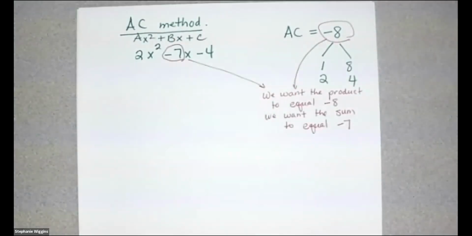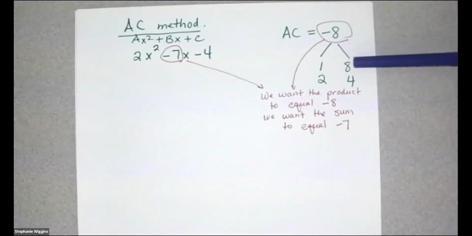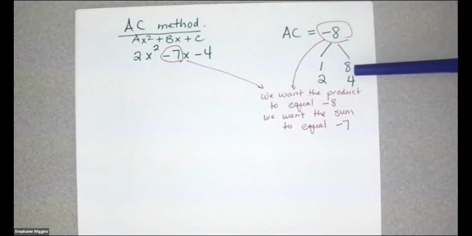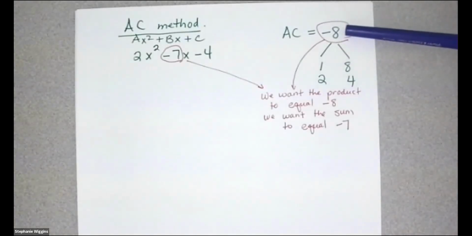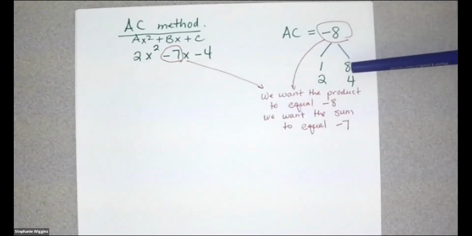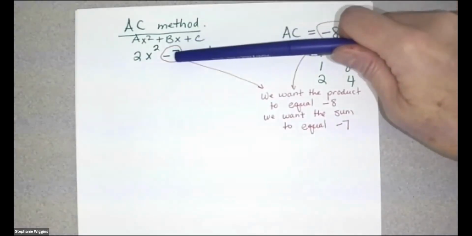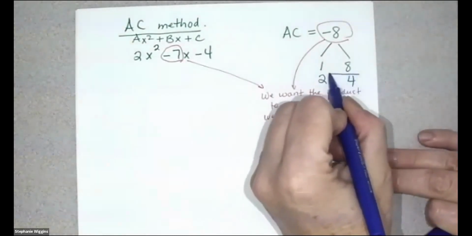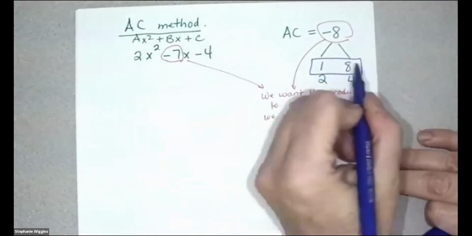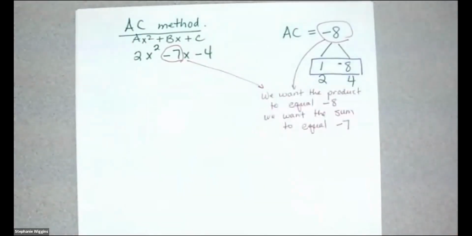Okay, well, I'm looking at the choices. I only have 2 choices, so this shouldn't be too hard. If you notice, if this 8 were negative and this 1 is positive, 1 times negative 8 gives me the negative 8. And also the sum, negative 8 plus 1, will give me negative 7.